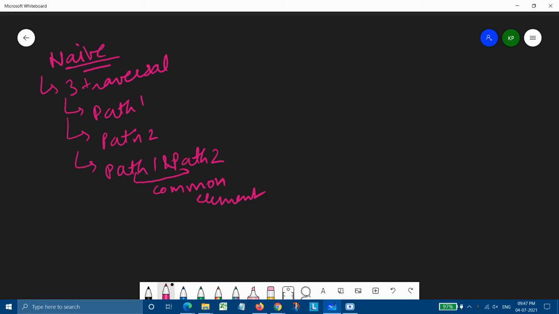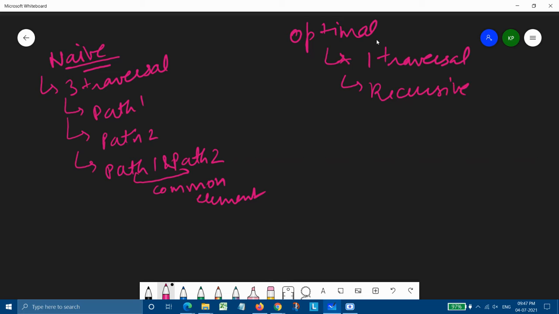But as we were using three traversals, surely there could be a solution which would be in one or two traversals. Means there is something which could be optimized here. So our optimal solution is now based upon one traversal. Basically, it is also the recursive solution only, the way we were having the previous one.